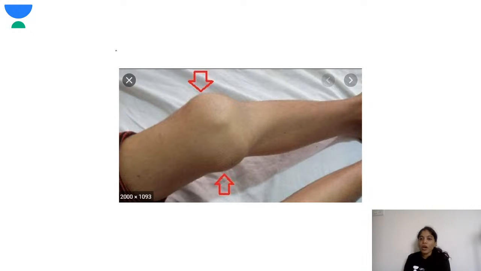This is a picture of hemarthrosis. You can see the huge swelling. Following this swelling, they won't be able to walk normally; they'll have a limping gait. So this is the picture of hemarthrosis, and this you have to know.